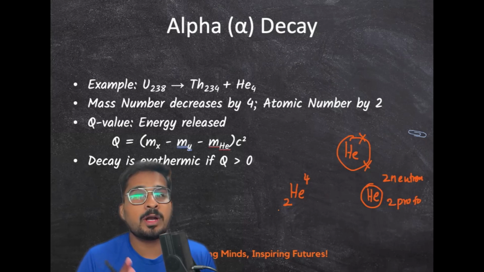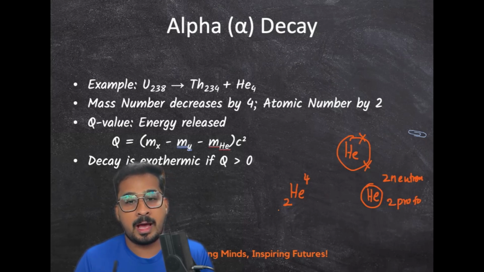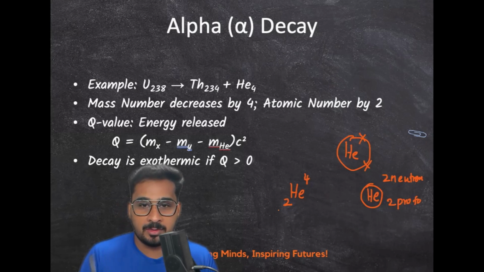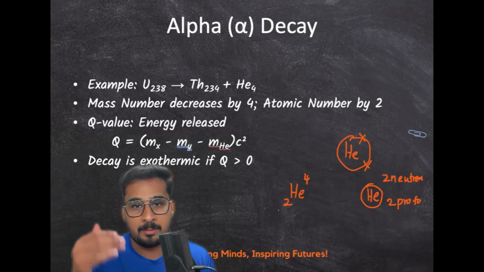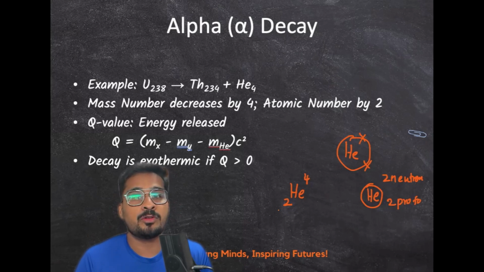So when uranium-238 undergoes decay to thorium-234, an alpha particle is emitted. That means helium is emitted. When an alpha particle is emitted, the atomic number reduces by 2 and the mass number reduces by 4. So the Q value of the reaction denotes the energy.